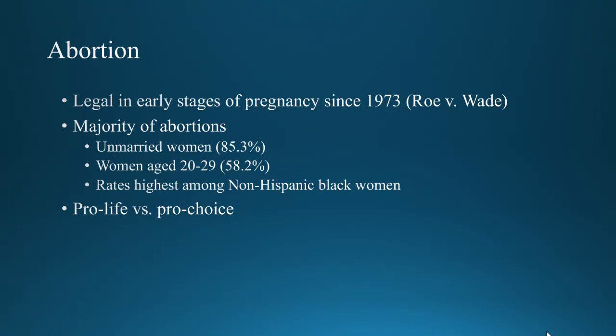Abortion was legalized in 1973 with the Supreme Court case Roe versus Wade. When we look at who gets abortions, the majority, which is not surprising, are women. About 85% of all abortions are by unmarried women. For women between the ages of 20 and 29, it's about 60%. And the rates are highest among non-Hispanic Black women.